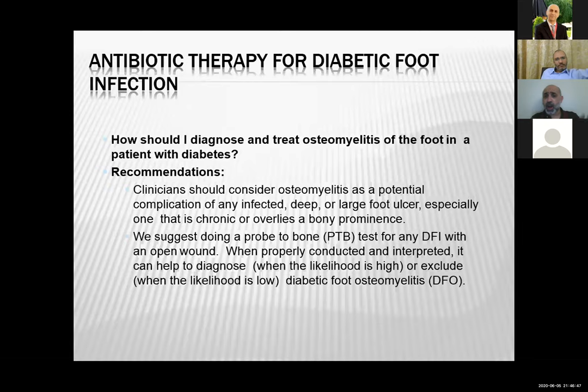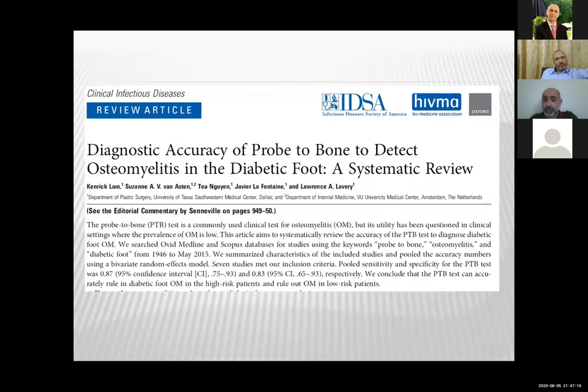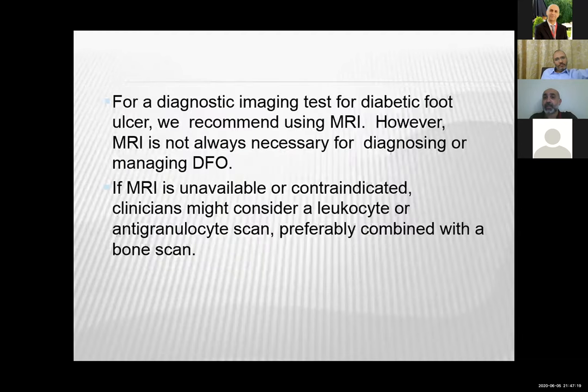Some other things about osteomyelitis: what is the best way to diagnose it? Some clinicians and guidelines recommend probe to bone, because this is a simple way to test whether there is a diabetic foot infection with underlying osteomyelitis. And this is from the IDSA as well, on the diagnostic accuracy of probe to bone to detect osteomyelitis in diabetic foot ulcer. If there is no clear decision about whether this patient has osteomyelitis or not by the clinical exam or the diagnostic test, then you have to go with imaging studies.